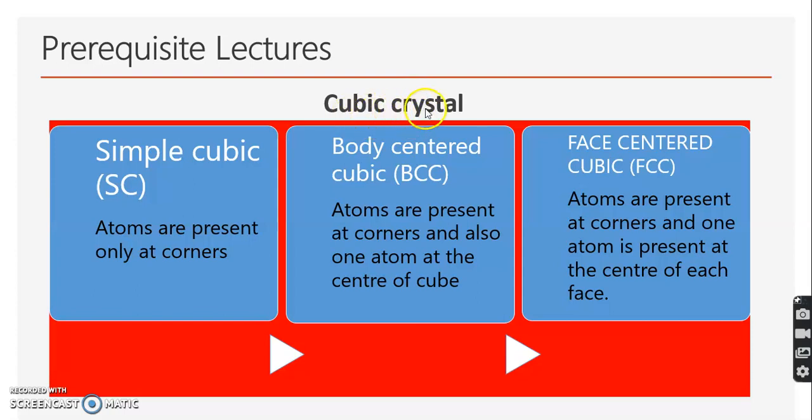Just like cubic crystal, we will be talking about cubic crystal in detail today. So the cubic crystals are of three types: simple cubic, body centered cubic and face centered cubic. In simple cubic you have the atoms present only at the corners. In body centered cubic the atoms are present at the corners and also one atom at the center of the cube. In face-centered cubic, FCC, the atoms are present at corners and one atom is present at the center of each face. So therefore, you can see the difference here. Here only corner atoms are there. Here corner plus one body-centered, and here corner plus six face-centered atoms are there.